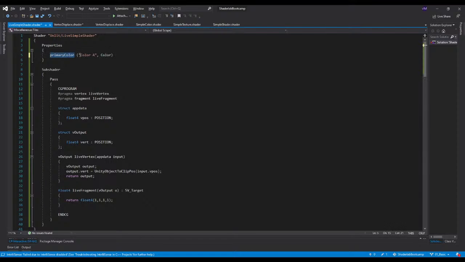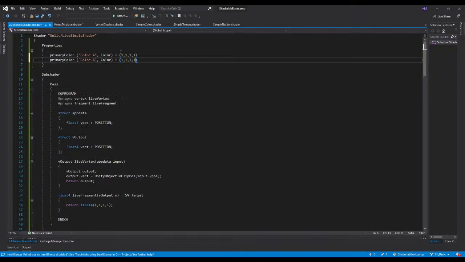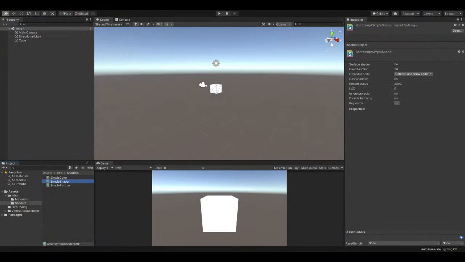So variable name, the name that will be appearing to the user in the inspector or the material window, the type, and it's going to be color. Oh, sorry. We have to assign it a value which is RGBA. So RGBA. Similarly, secondary color, color B, and now we switch to Unity.